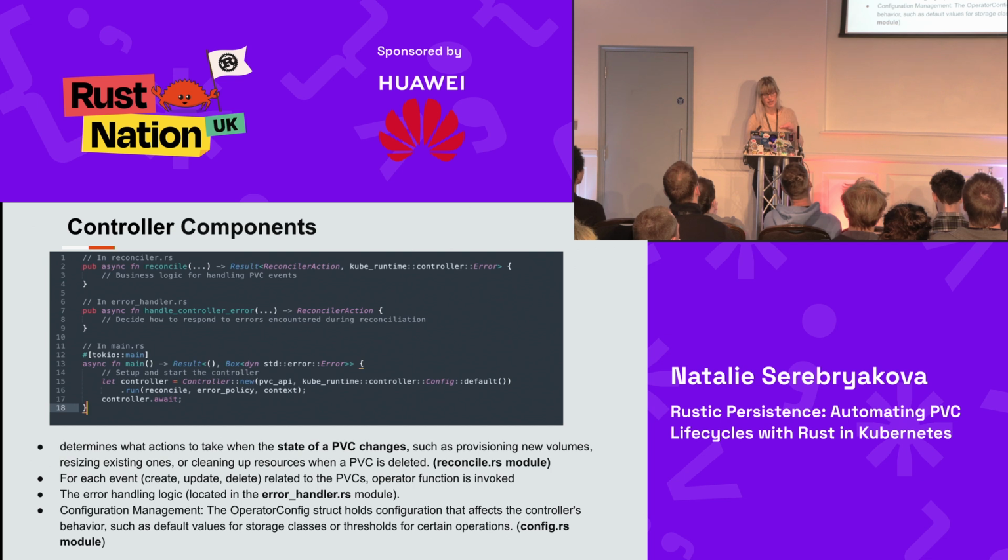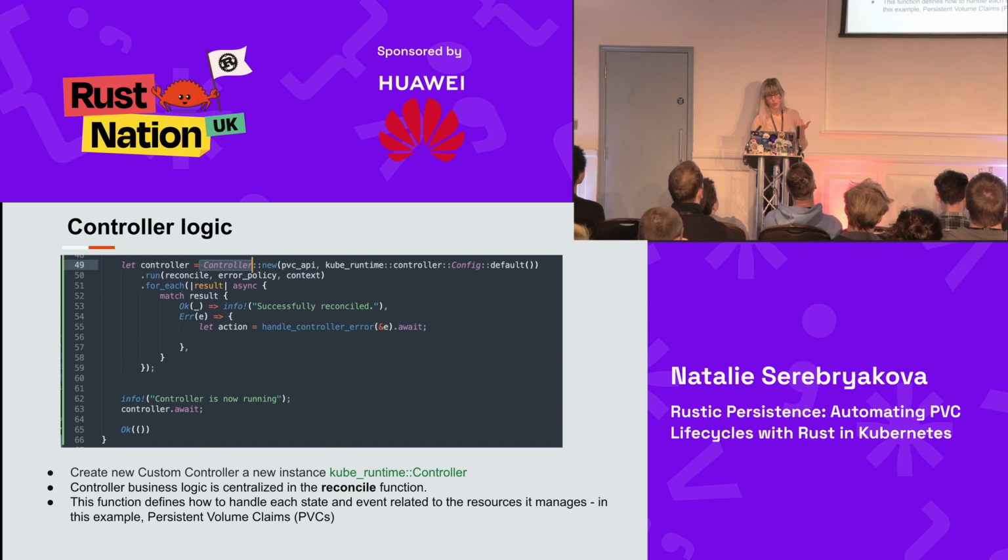So the controller components that I wanted to show in this example are the reconciler, where all my logic for handling the different states of the PVC is, and the error handler, basically some error handling to describe things that go wrong. And main. I also have a config, which I will cover later. It's not on this slide. And again, the state of the PVC might change. It will go to the reconcile module, and the config would just be described. So the controller part.